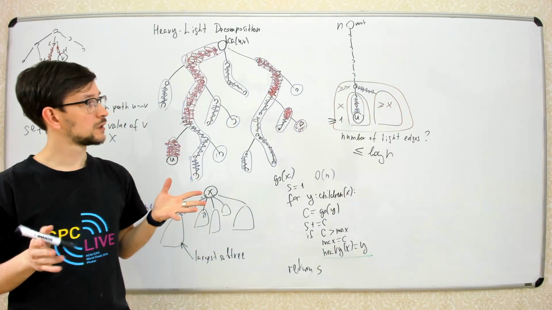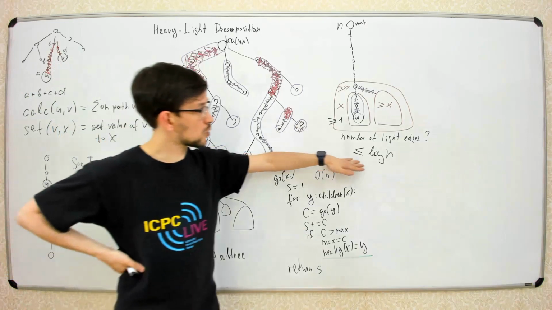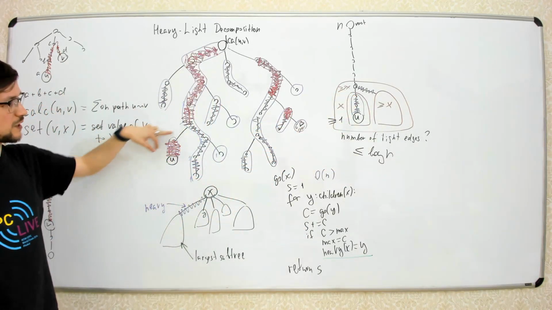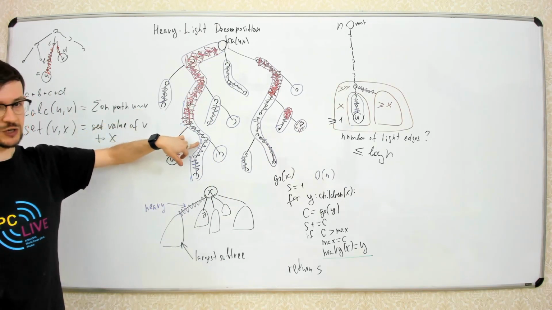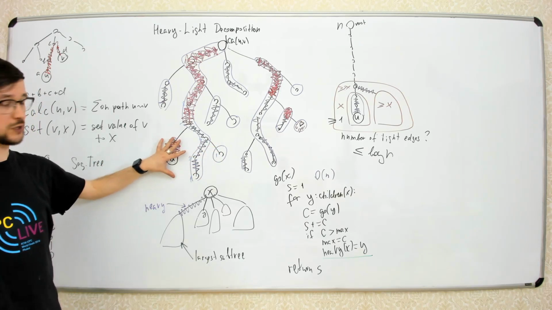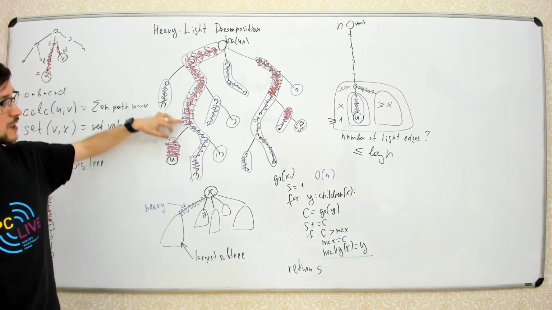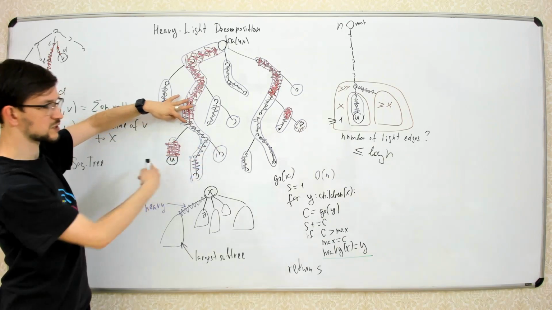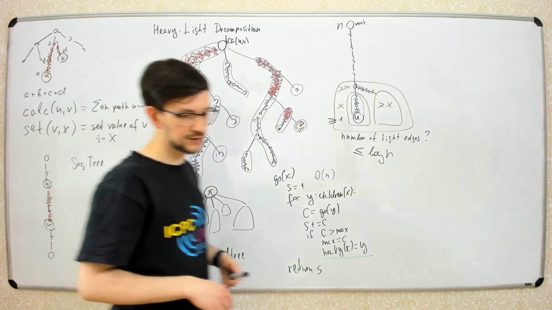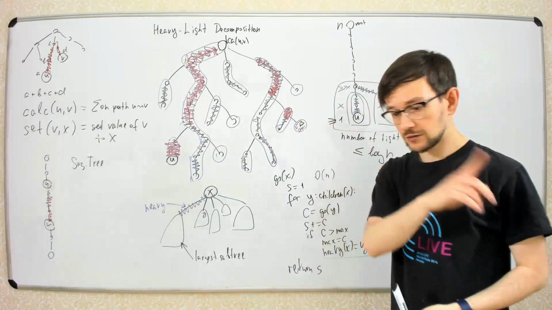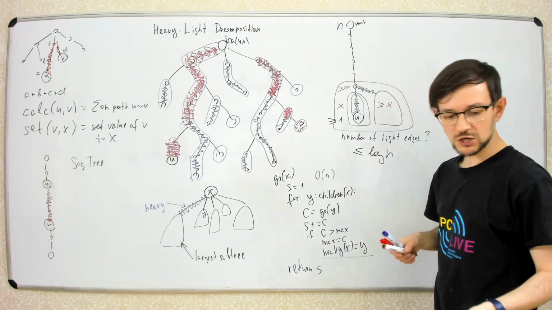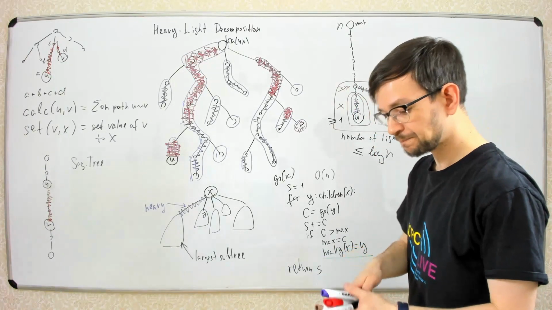Clear enough? So again, why is it log n? Because each time you see a light edge, it means there is another subtree, and the size of this subtree is at least as big as the size of your subtree. So when you go from here to here, you go to a tree of size at least twice bigger than yours. And you cannot do it more than log n times. We have almost the same explanation when we discussed disjoint set union.